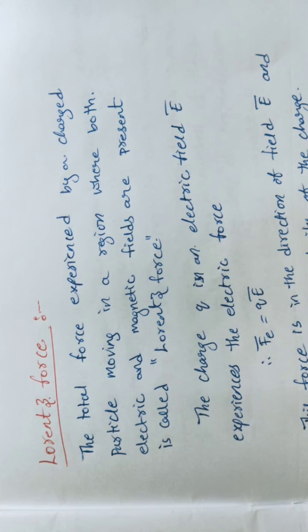Good morning, students. In the last class, we completed the force acting on a moving charged particle in a magnetic field. For that, we got the notation F = q v B sin theta, where theta is the angle between the velocity and the magnetic field. In vector form, F bar = q (v bar cross B bar).